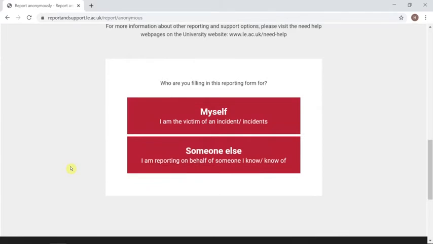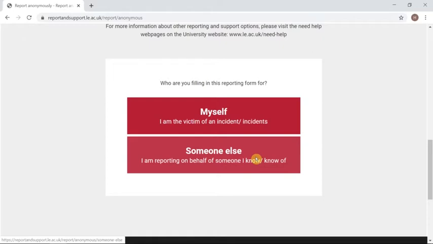The first part of the disclosure is to choose who you are disclosing on behalf of. Students are able to do this for themselves or on behalf of somebody else. This option in particular is to be used by staff to share information students have disclosed to them, either just to make us aware or for us to be able to offer tailored professional support to that student.